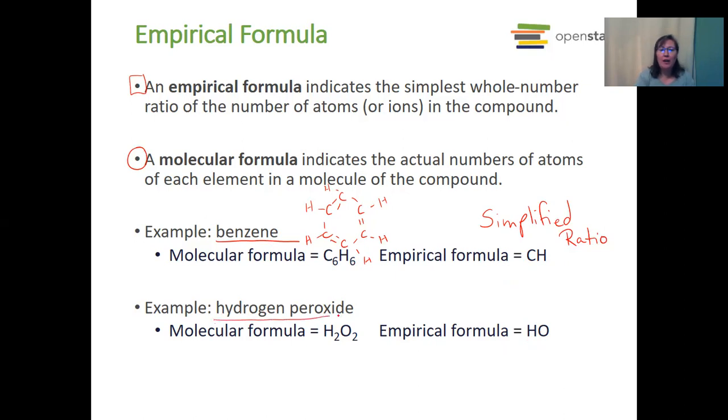Now here we have hydrogen peroxide, H2O2, and that will look like this. But you can see then that the simplified ratio for that is just H to O, 1 of each.